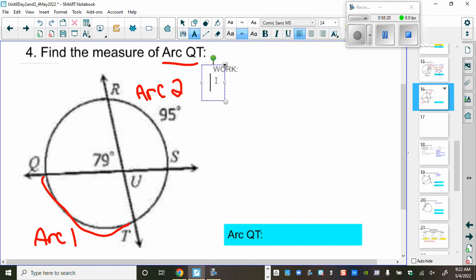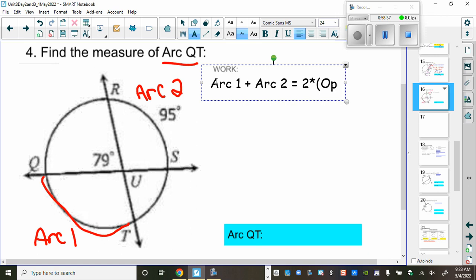Then the goal, arc 1 plus arc 2 equals, is it the angle or 2 times the angle? It's going to be 2 times your angle. Opposite angle.